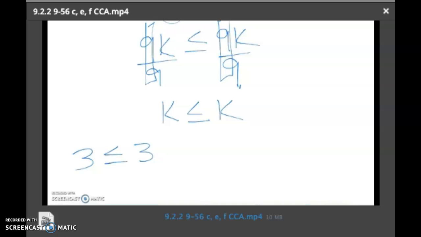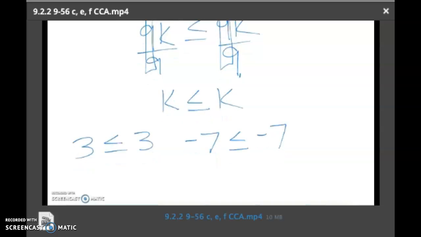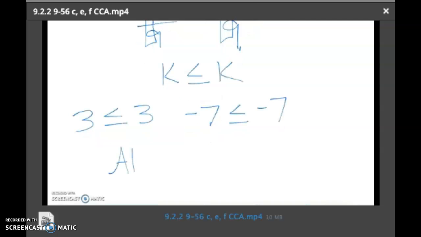I'm going to pick another number. Let's say -7. So if I replace my K's with -7, I get -7 is less than or equal to -7. Well, that's also true because they are equal, and this is less than or equal. So you should see that this is true for any number you plug in for K. The left side is always going to be equal to the right side. So the statement that K is less than or equal to K is always going to be true for any number. So our solution is all real numbers. And then we'll look at what that looks like on a number line.